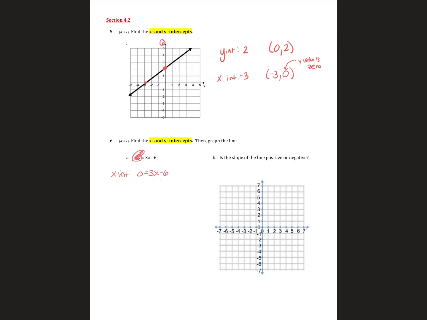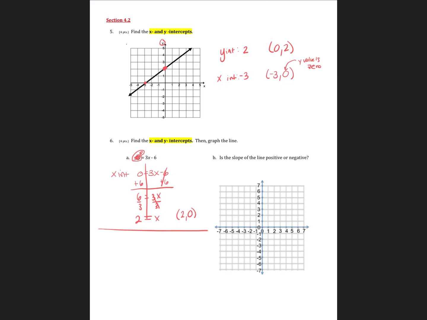Then I solve that like I normally would, just to solve for the variable. So I add 6 to both sides. That gets me 6 equals 3x. Divide by 3 to both sides. X equals 2. That is my x-intercept, is 2. As an ordered pair, it would be 2, and then the y is 0.